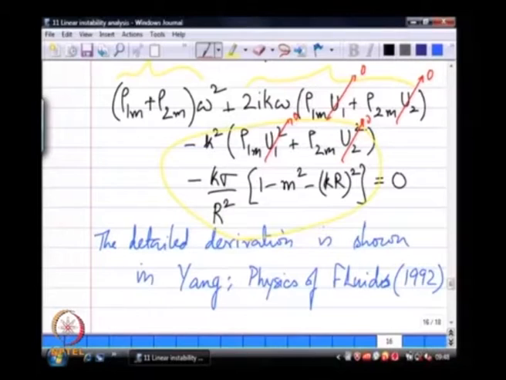Now, this is actually a beautiful result due to Lord Rayleigh, which describes the instability of a cylindrical liquid column in vacuum, because we set rho 2 equal to 0, due to surface tension alone, because u1 and u2 are both equal to 0.